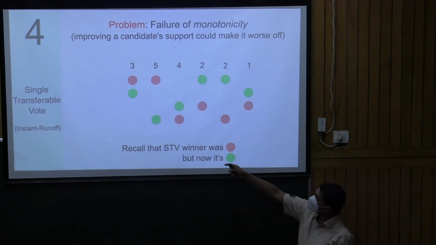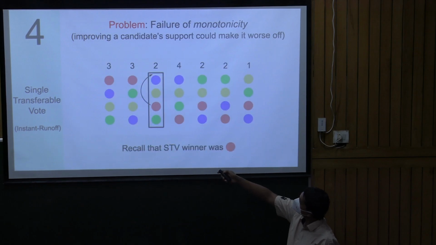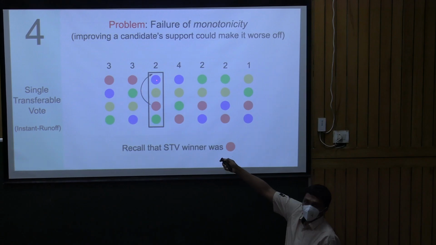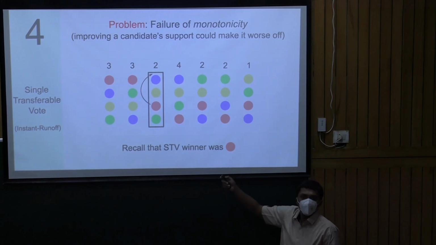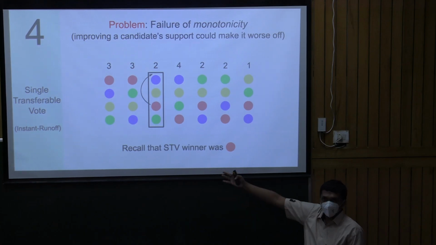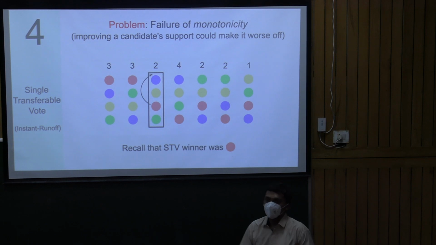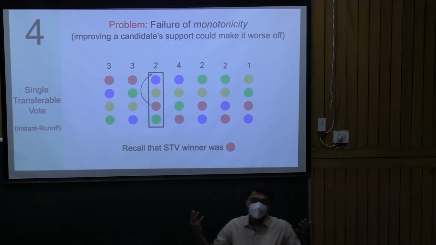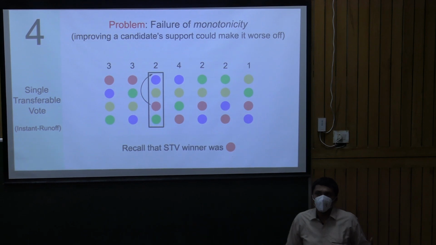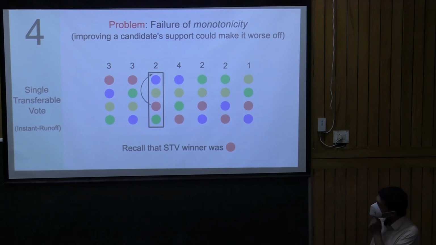So what we did was we bumped up the winner. We increased the support of a winner, and somehow it ended up losing the election. So that's a violation of a property called monotonicity. Monotonicity says if you improve the support of a winner, it should not lose. Better support is only going to help you, but unfortunately not, sometimes. Okay. All right.